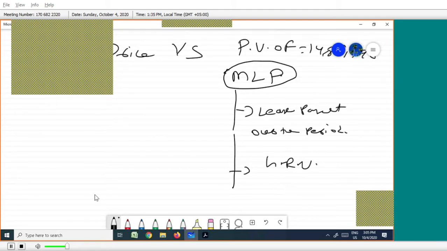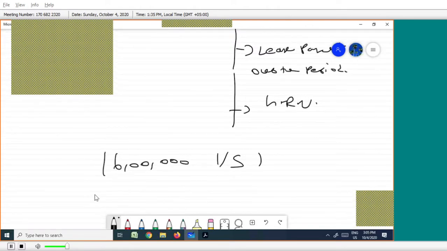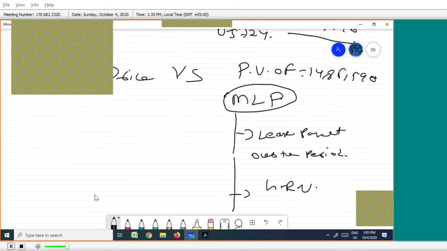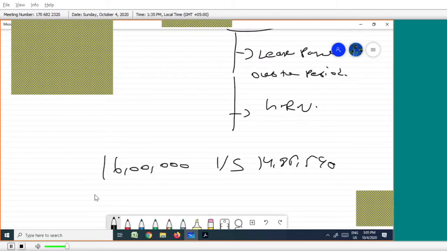Now tell me, the price is 16 lakh versus the actual discounted payment of 14 lakh 85,590. Meaning today the worth of the asset is 16 lakhs and the present worth of the payments is only 14 lakh 85,590. You may ask, sir, the asset is worth 16 lakh but we are paying only 14 lakh 85,590, which is less than the price of the asset. But you have to check the major portion.